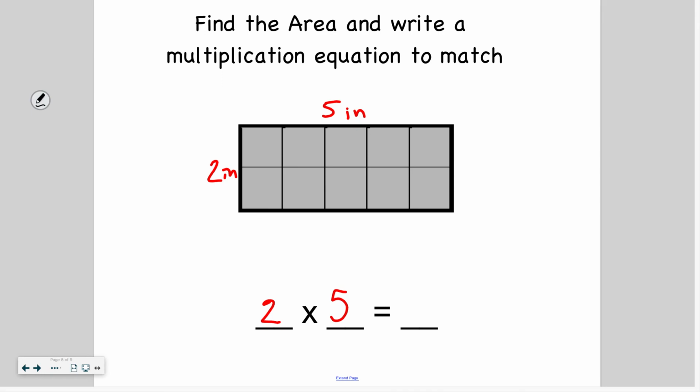All right, I hope you understand how arrays relate to area and how multiplication relates to area. If you have any questions, you can reach out to me. And on Schoology, you'll have similar problems to what we just did now.